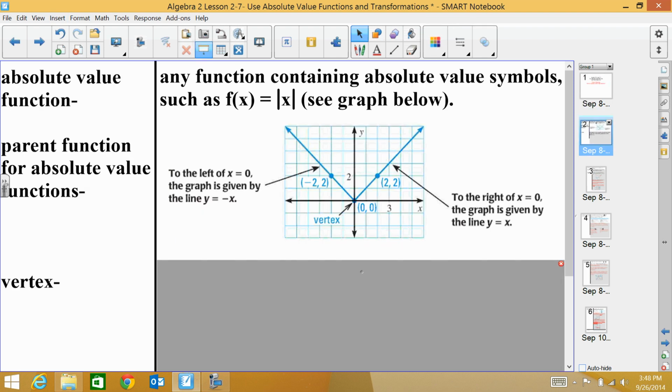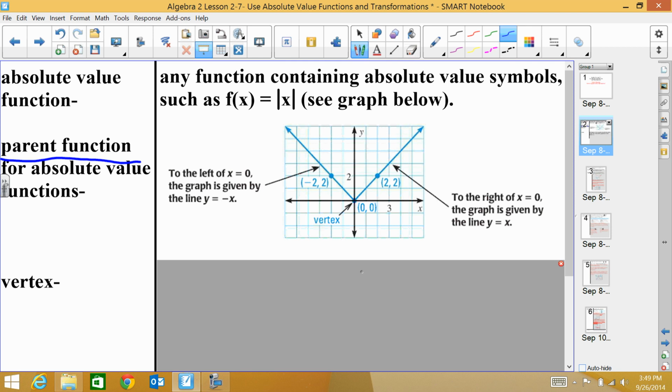So an absolute value function is something that uses absolute value symbols, such as f of x equals the absolute value of x. Now that is called our parent function. So I'm going to underline that because that's important. You might see that in the book or on a worksheet or anything we do in class. A parent function is like the basic function. So y equals the absolute value of x, or f of x equals the absolute value of x, is our basic function.